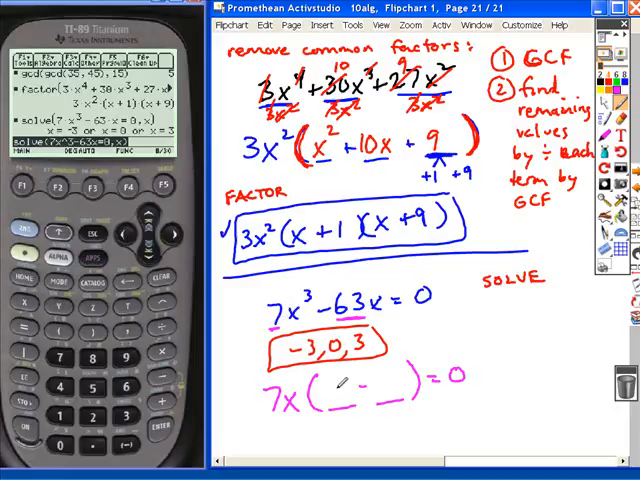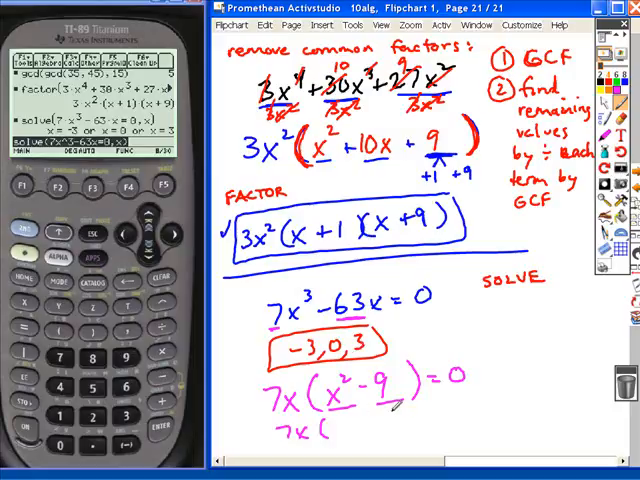Well, the 7's cancel, leaving x to the 2nd. Remember, we took out the whole 7 and one of the x's. And then when we take a 7 out of negative 63, what are we left with? 9. And when we take an x out of x, that cancels. And so here would be our leftover function.